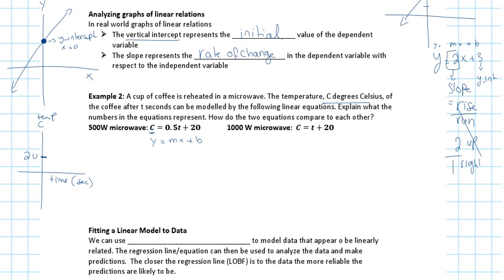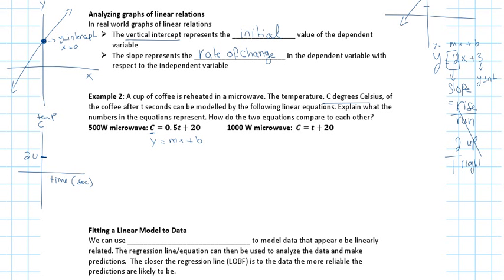The y-intercept, which is what? 20. That's the temperature, right? That's the starting temperature. So right now, my coffee is at 20 degrees, right? Before I put it in the microwave. That's my initial temperature of the coffee before I put it in the microwave. Right? Now, when I put it in the microwave, what's going to happen for every second I put it in the microwave for the first equation? By 0.5. For every second, the temperature is going to go up by 0.5.